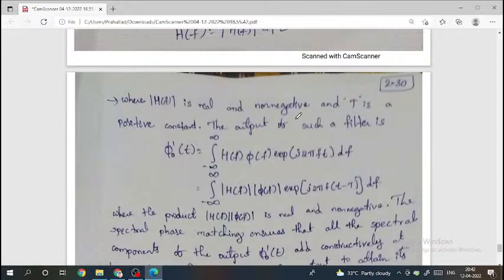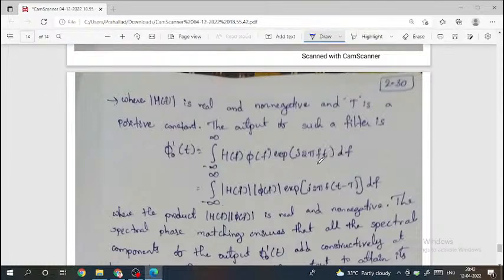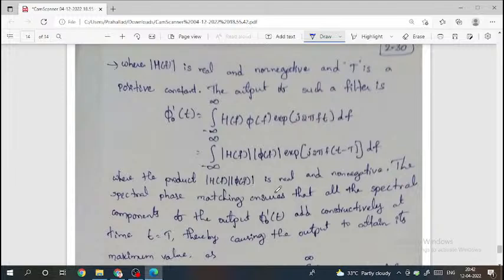Where mod H of f is real and non-negative and T is a positive constant. The output of such a filter we can write as phi naught of t dash equals the integral from minus infinity to infinity, like this. The same expression can also be written like this, wherever t is there, here we have substituted t minus T, where the product is real and non-negative. Here it is converted into amplitude and phase.